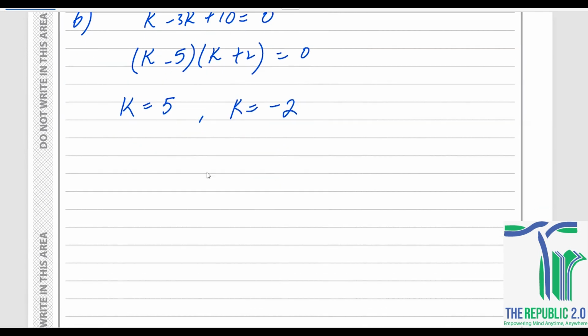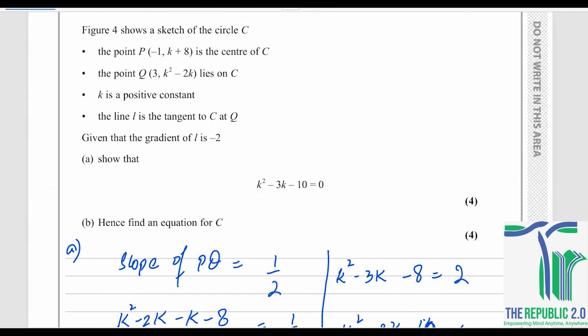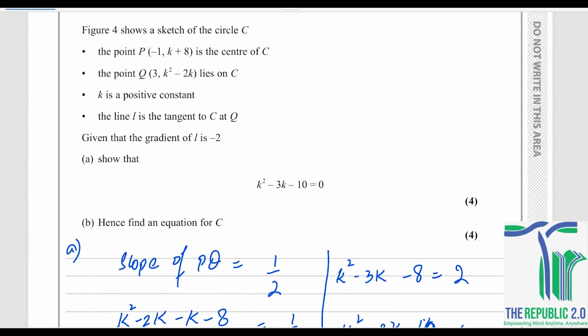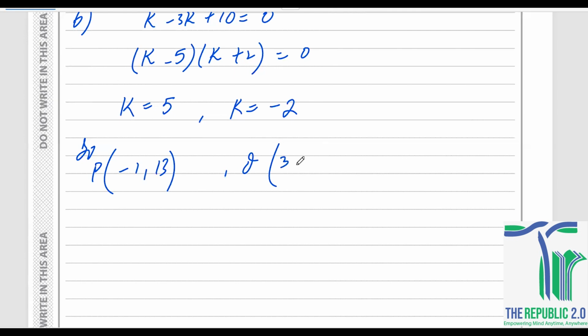If k is a positive constant, now the coordinates of P, the center (-1, k + 8), are going to be (-1, 13). And the coordinates of Q, if you remember, Q was (3, k² - 2k). So 3 comes as it is, and k² is 25 minus 2 times 5, which is going to be 15. So you will have P and Q.